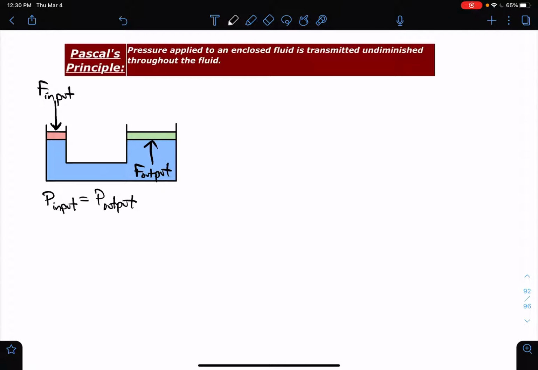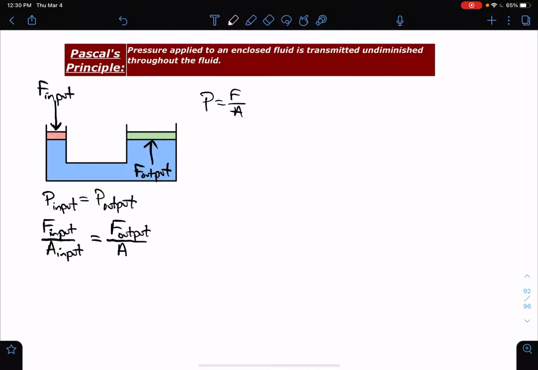And we know that pressure is force over area, right? So pressure equals force over area. Therefore, this is the force on the input over the area of the input piston. So this would be the surface area that this force is applied to. That has to equal the output force over the output area. And of course, that'll be the surface area that the force is applied to of this piston.